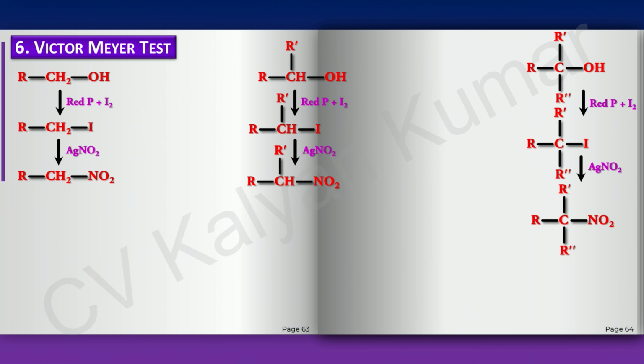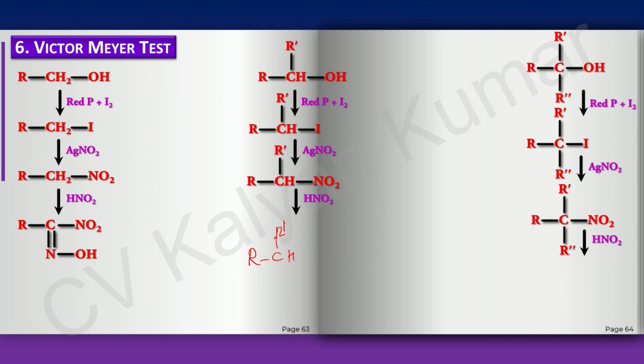Now comes the difference. If you add HNO2 to each, the first two will react. And how will they react? If you have RCH2NO2, you can write HNO2 like this. These two will form water, and the carbon will join with the nitrogen with a double bond. Meaning, you will get this. Whereas in this case, what will happen is, you can write HNO2 like this also. So this OH and this H will form water. Carbon will join with nitrogen by a single bond.